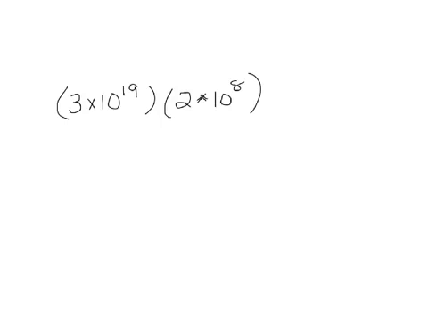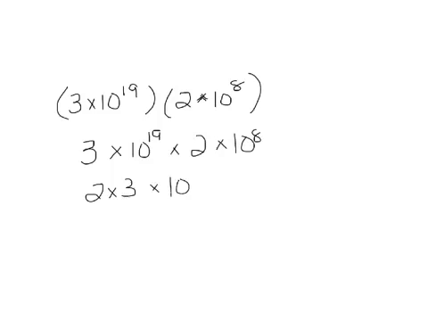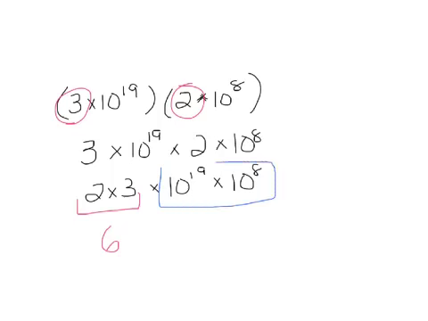Since this is multiplication, what we're basically doing is saying what's 3 times 10 to the 19th times 2 times 10 to the 8th, rearranging it so we have something like 2 times 3 times 10 to the 19th power times 10 to the 8th power. So basically, 2 times 3, I'm going to multiply the numbers together, the numbers in front.